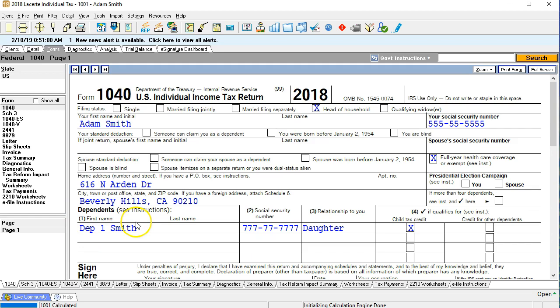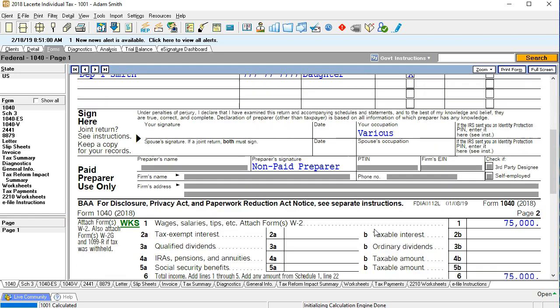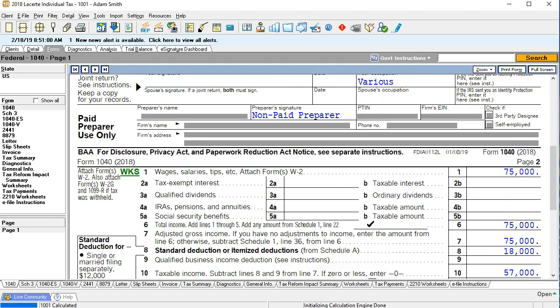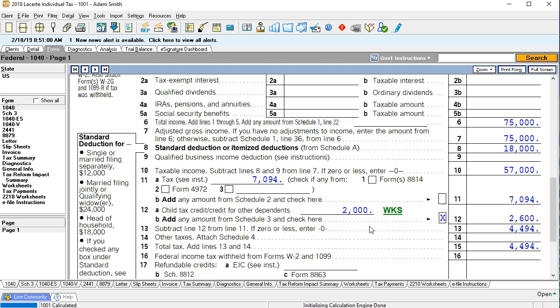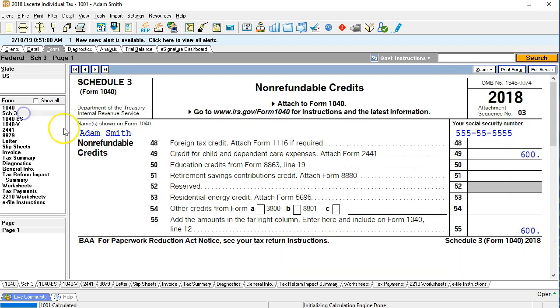We have our one dependent, and it's going to be qualified for the child tax credit. We're concentrating not on the child tax credit, but on the child and dependent care expenses credit. If we scroll down, we see the $2,000 for the child tax credit, and then the added $600. That $600 is going to be our child and dependent care. We see that on Schedule 3. So Schedule 3, here's our $600.